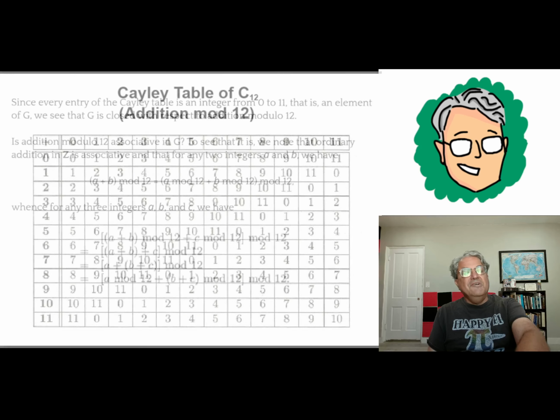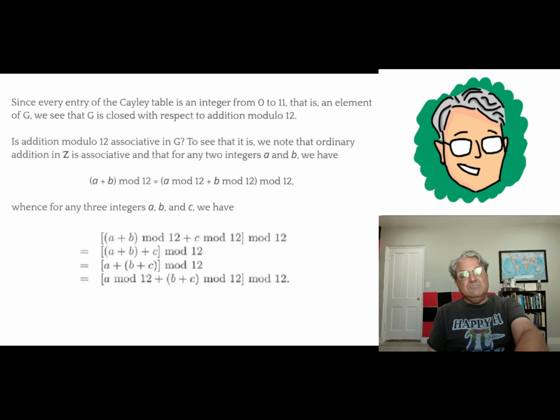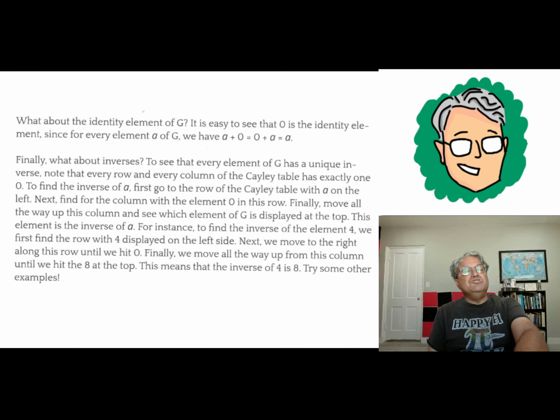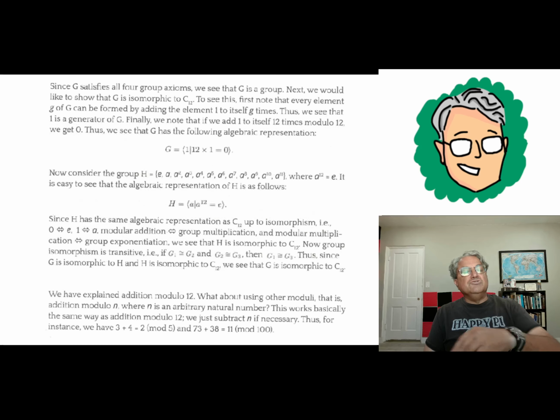It's the identity. So that proves all the axioms of group theory. That proves that addition modulo 12 is a group. And not just addition modulo 12, but addition modulo any modulus. And I guess there's just one more thing I want to say in this lesson.